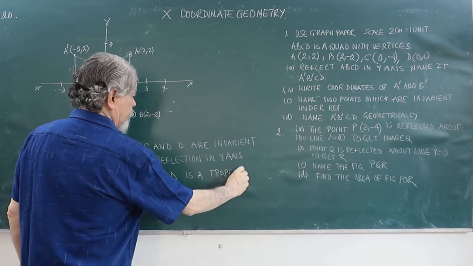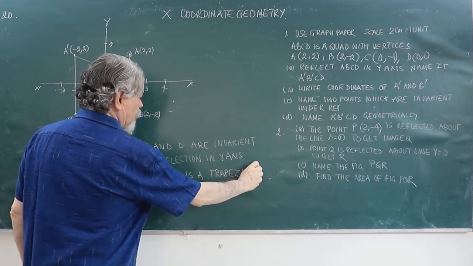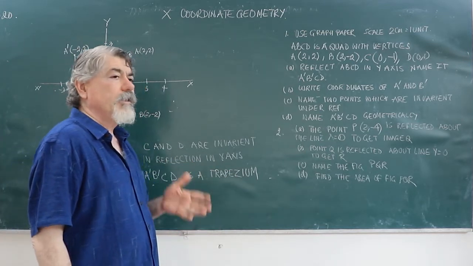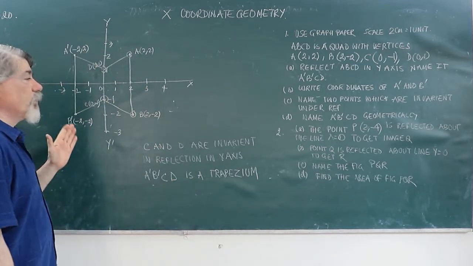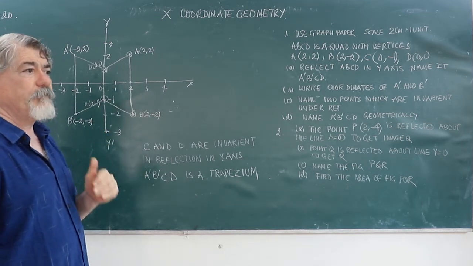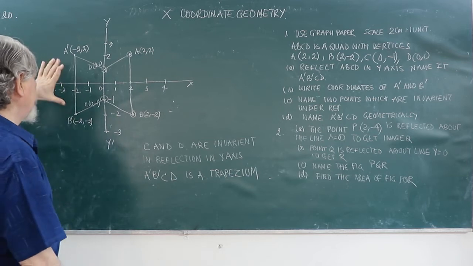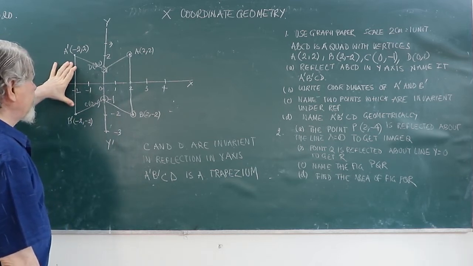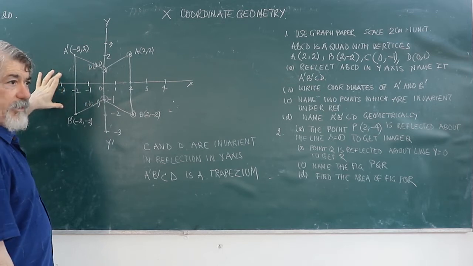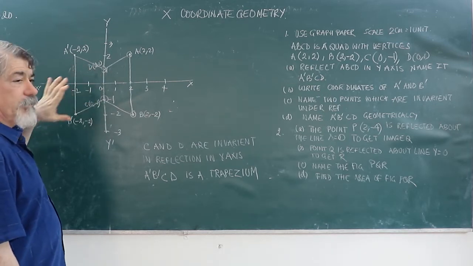T-R-A-P-E-Z-I-U-M. Trapezium, whatever you want to call it, different pronunciations of it. Trapezium is a quadrilateral having a pair of opposite sides parallel but not equal. A'B' is parallel to CD, but they are not equal. So it is a trapezium.